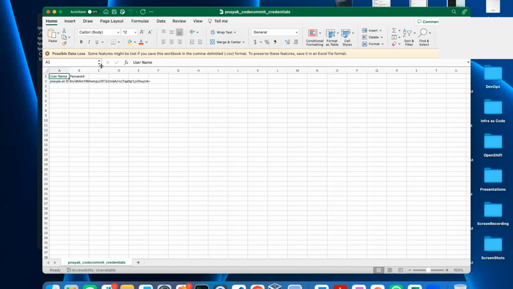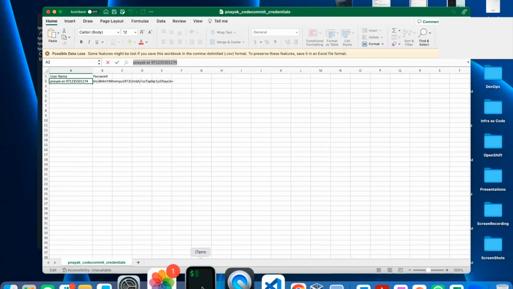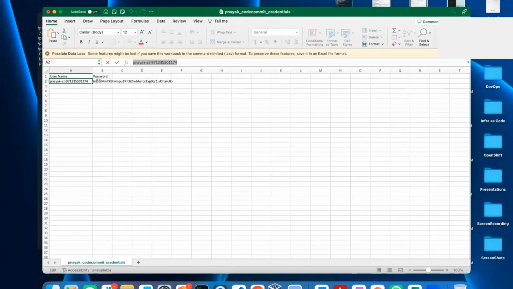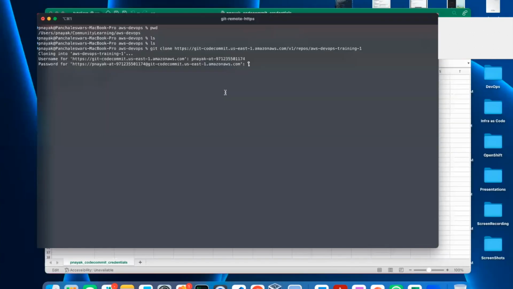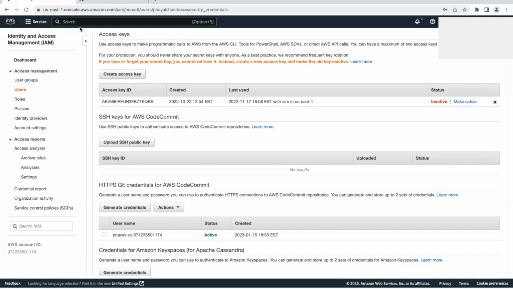it gives me the username and password. Take this as the username and put it here, and it will ask for the password. Take this as the password. Now it tells me, you appear to have cloned an empty directory, which is true because I have not done anything on that. I have nothing in CodeCommit.